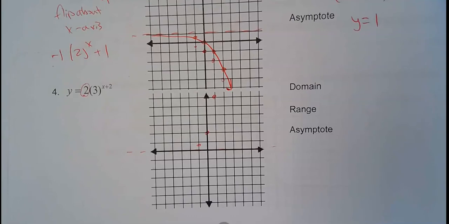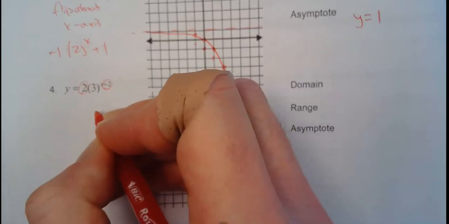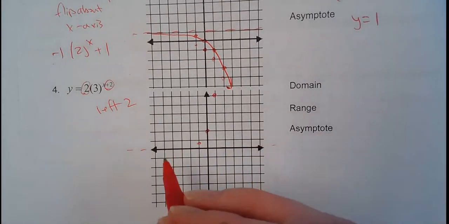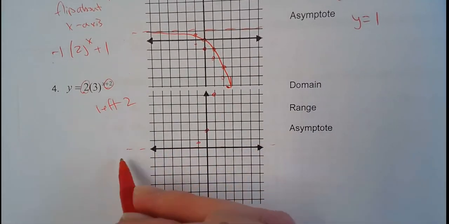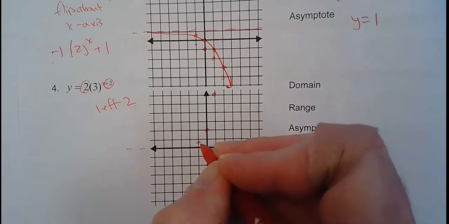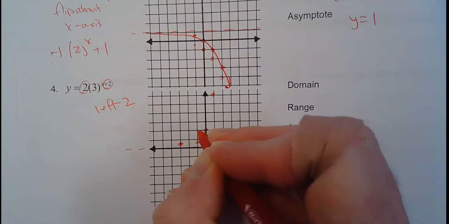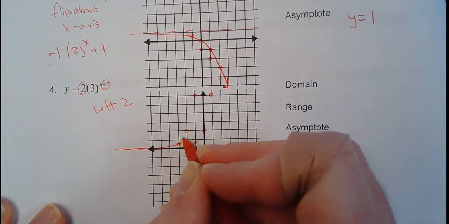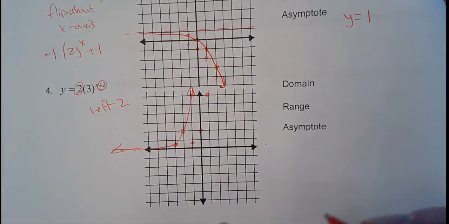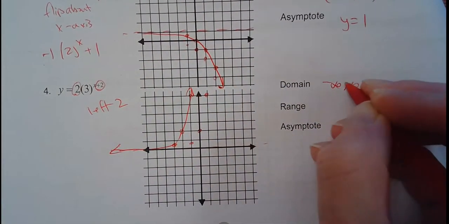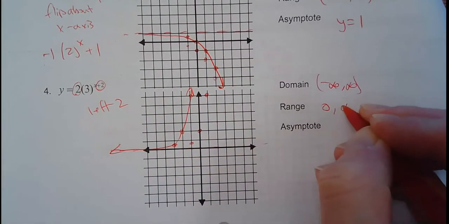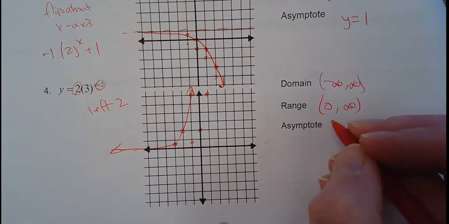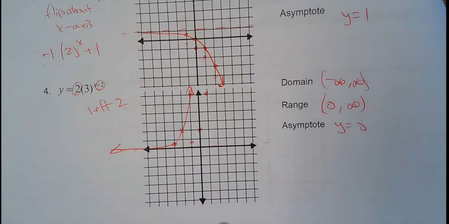But this guy here says take everything left 2 units. So I'm going to take all these points left. Now notice that asymptote does not change. It's going to stay right there. So I'm going to take everything left 2 units. And it's still going to follow that same asymptote. Something like that. Domain's negative infinity to infinity. The range would be from 0 to infinity. 0 never gets touched. It's never going to get there. The asymptote is y equals 0.